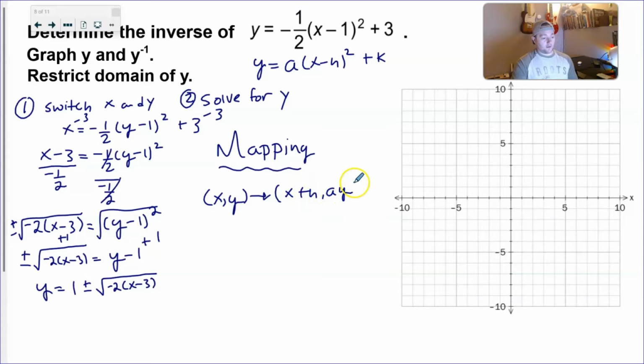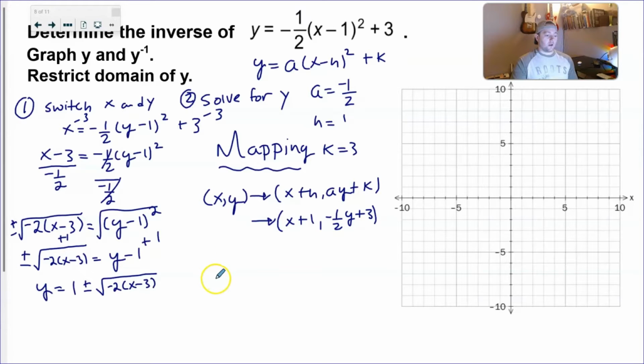So we have a is 1/2, negative 1/2. H is 1, and k is 3. So I can write that mapping: x plus 1, negative 1 over 2 y plus 3. In order to actually transform something via the mapping rule, I need a base table.